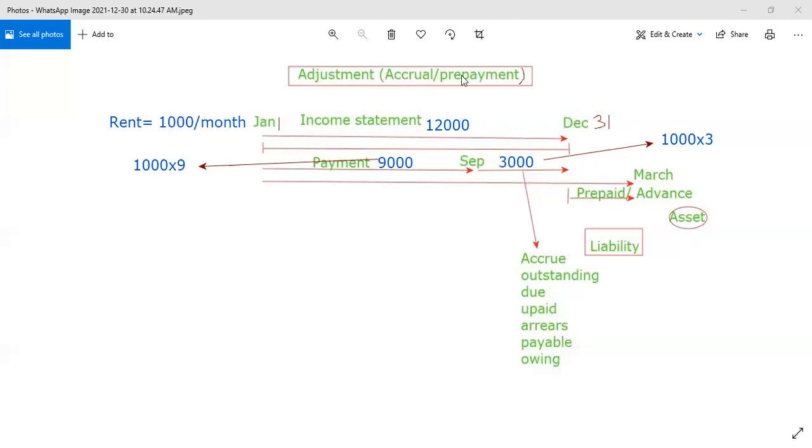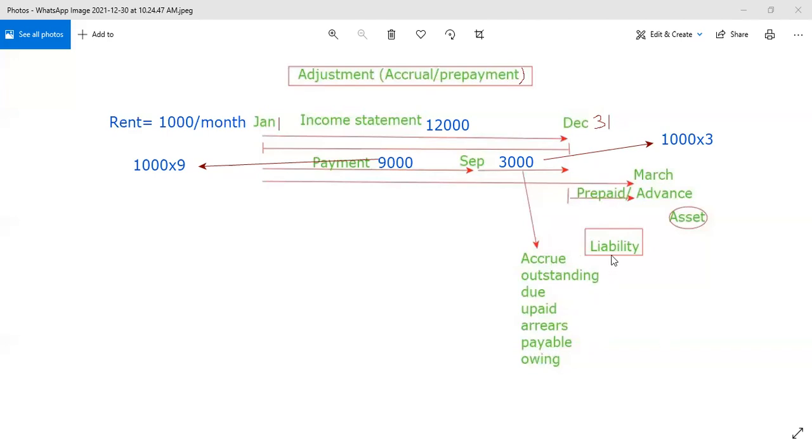Okay, is it clear? So that is 3,000 you have to pay. And what is this amount called? It is called accrued, accrual, or outstanding, due, unpaid, arrears, payable, owing. You can call it anything. These are the same thing. You have to pay, that is why it's a liability.